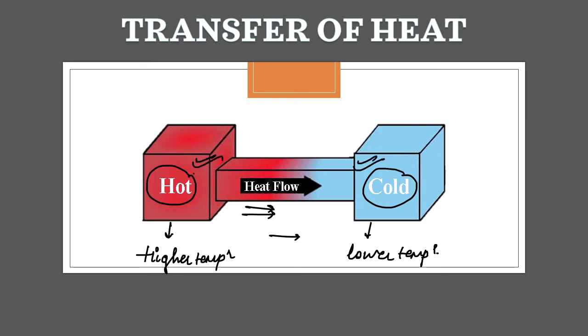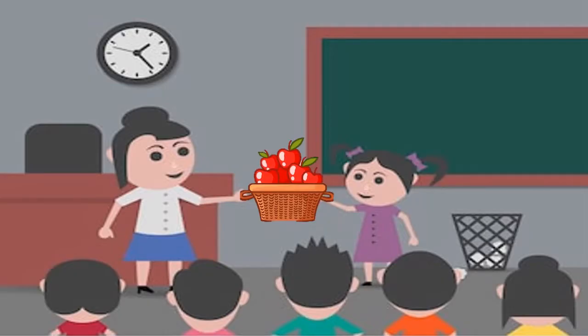Means when the hot body and the cold body attain the same temperature, then the transfer of heat will stop. So this transfer of heat can take place in three different ways. Now we are going to study all these three different ways of transfer of heat with the help of an example first. Suppose a teacher wants to distribute some apples among the students of the class. So she can distribute these apples in three different ways.